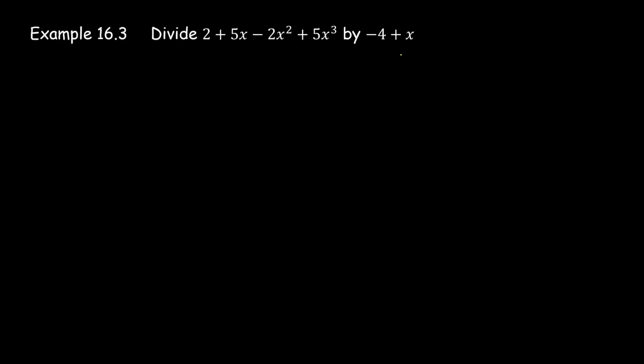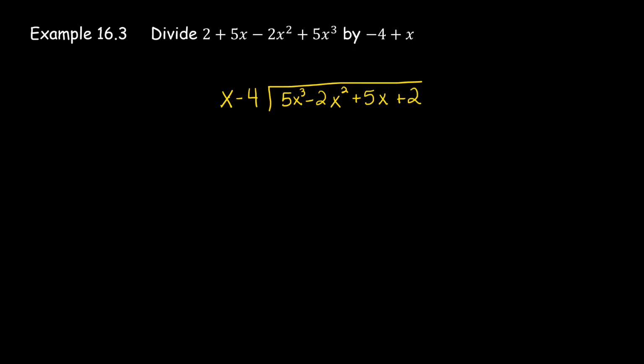So let's try it. All right, so we're going to divide 2 plus 5x minus 2x squared plus 5x cubed by -4 plus x. When we set this up, we are always going to set it up with the highest power of x being on the far left, and we go down, down, down, down until we get to a constant. When we set this up, we're going to put x minus 4 on the outside, and then we're going to put the polynomial under the bracket, starting with the highest power of x and going down to the constant. So 5x cubed comes first, and minus 2x squared plus 5x plus 2.